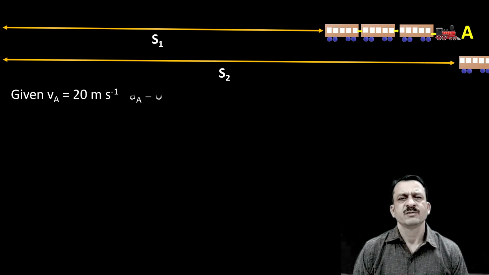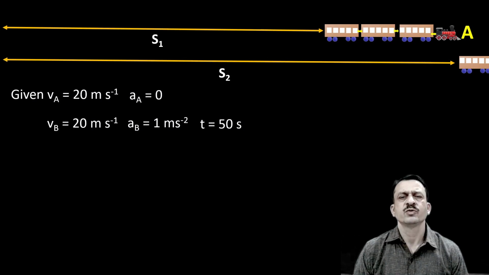Now for train A, velocity is 20 meter per second and acceleration is 0 because it is moving with a uniform velocity. For train B, the initial velocity is also the same, 20 meter per second, but it is under accelerated motion. A is equal to 1 meter per second square acceleration. Now after 50 seconds of travel, train B just overtakes train A. Therefore the time traveled by the two trains is 50 seconds.